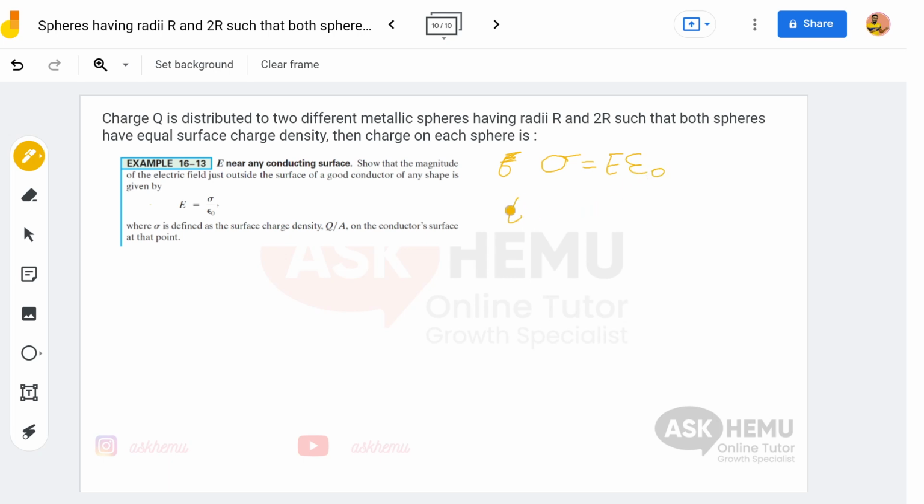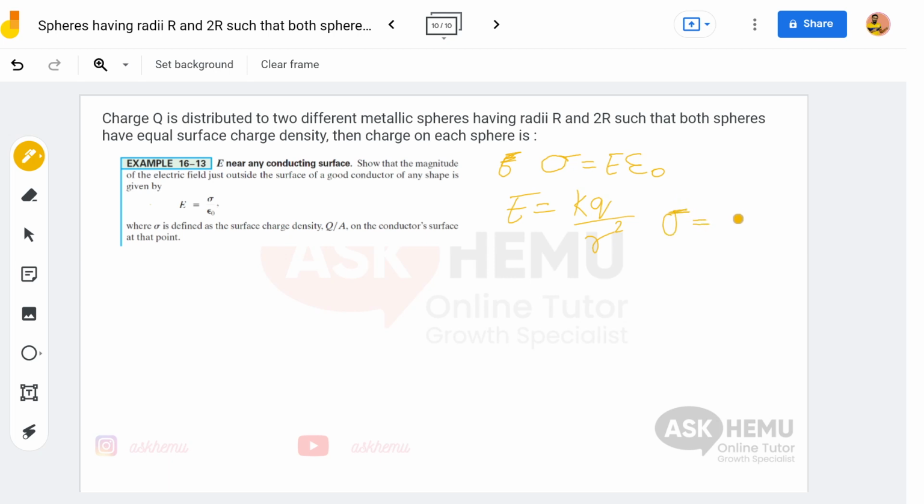Now you are also familiar with the formula of E. E is equal to kQ over r squared, remember, because the electric field is always measured for a point charge, at a distance r from a unit charge. That's why the electric field has only one charge present.